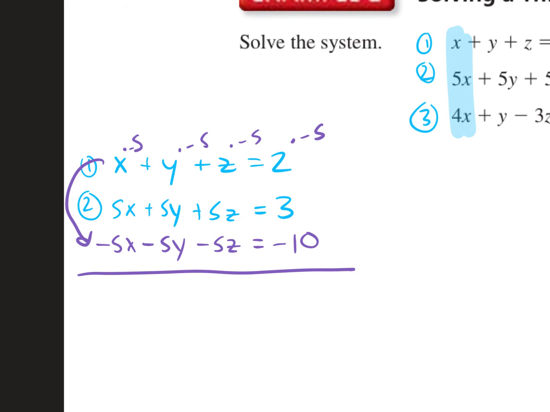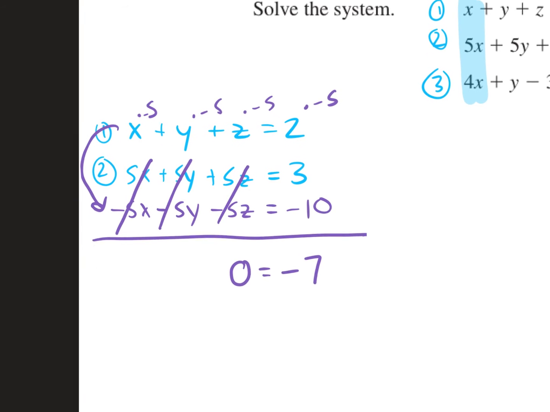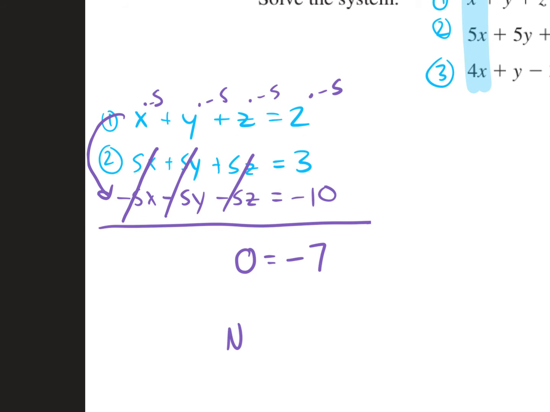So do my X's cancel? Yes. What's 5Y minus 5Y? 0. They cancel too. What's 5Z minus 5Z? 0. So I'm left with 0 on the left side. Everything canceled. What is 3 minus 10? Negative 7. Does 0 equal negative 7? So what do you think my answer is? No solution.